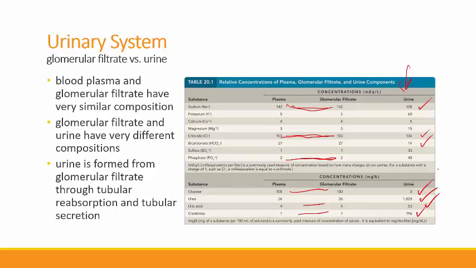So there's a big difference between the filtrate that is made at the glomerulus and the actual urine that we pee out. It is way more concentrated in stuff that we see as waste. It is way less concentrated in stuff that the body would like to maintain in order to maintain efficient body function. And that's all because of tubular reabsorption and tubular secretion. This is how we modify the glomerular filtrate.